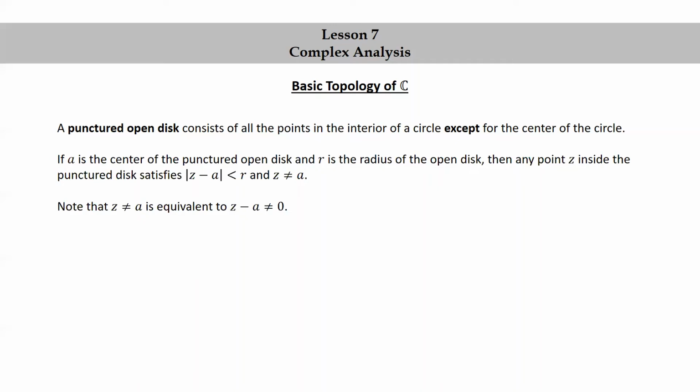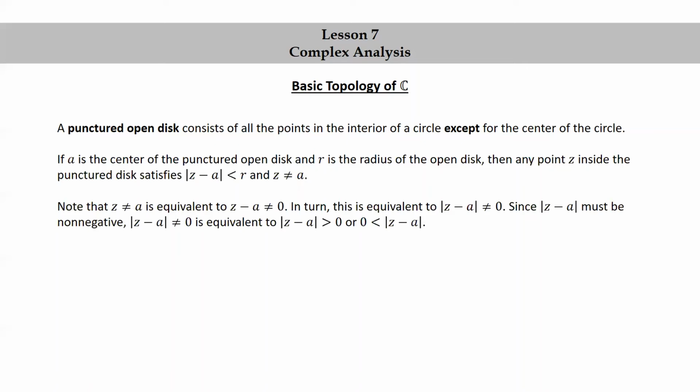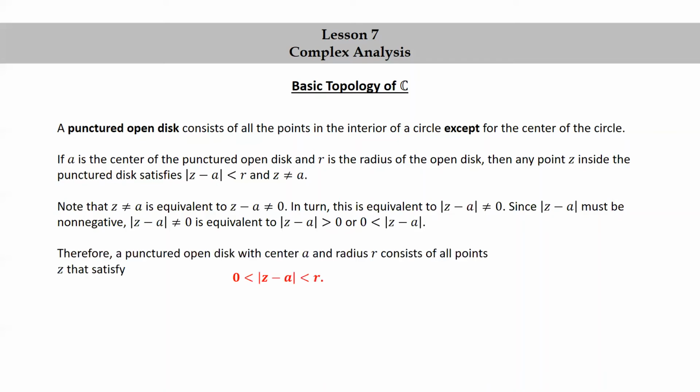Note that Z not equal to A is equivalent to Z minus A not equal to 0. In turn, this is equivalent to the absolute value of Z minus A not equal to 0. Since the absolute value of Z minus A must be non-negative, the absolute value of Z minus A not equal to 0 is equivalent to the absolute value of Z minus A greater than 0, or 0 less than the absolute value of Z minus A. Therefore, a punctured open disk centered at A with radius R consists of all points Z that satisfy 0 less than the absolute value of Z minus A less than R.